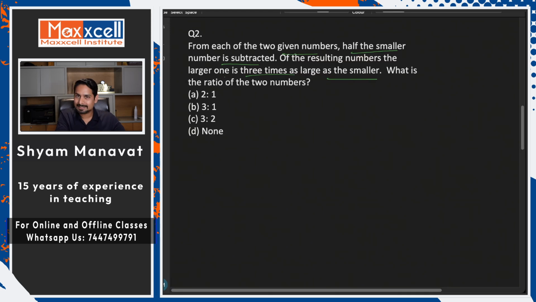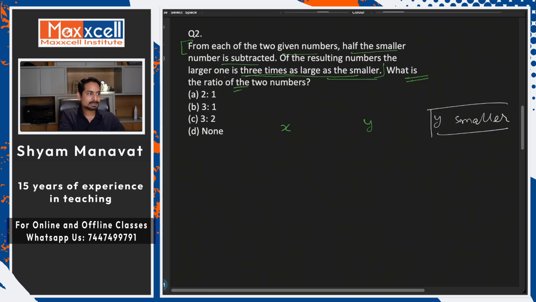Now, it will be safe to assume variables here because the subtraction result is given, right? If you look at the first few sentences, we are not dealing with the ratio. It's only the last sentence where we need to find the ratio of the two numbers. So let's say x is one number, y is another number. Let's say y is the smaller number. There is nothing wrong in being a smaller number.